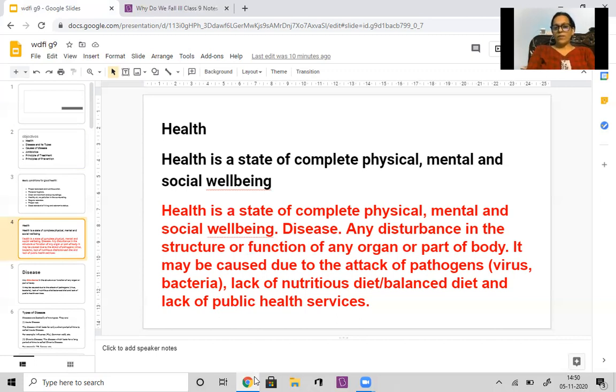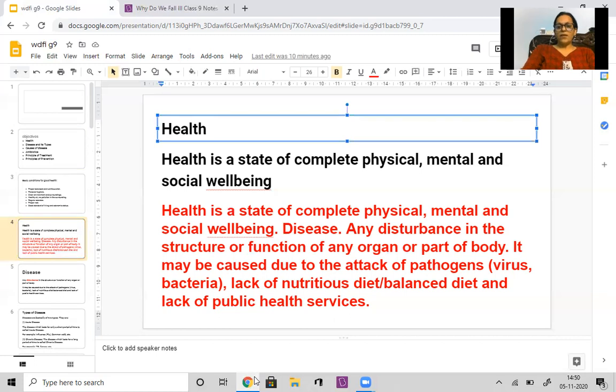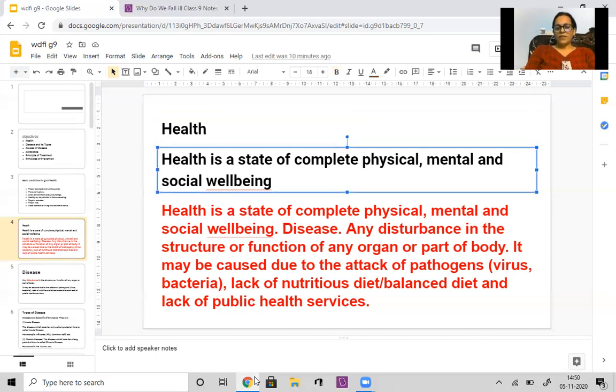Health is a state of complete physical, mental and social well-being. If a person is not completely physically, mentally or socially fit, we cannot say that person is healthy. Okay. Next is disease. How can we say that this person is disease free or healthy? What is the difference between disease free and healthy? That also we will discuss, right? Now come to the objective of this chapter.